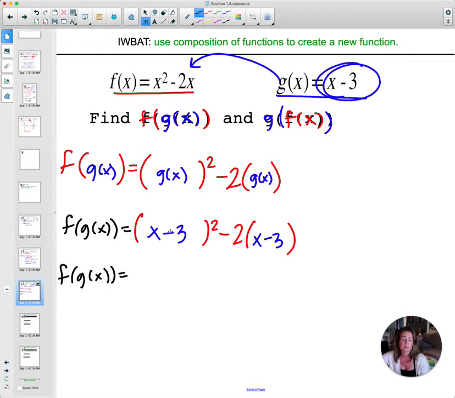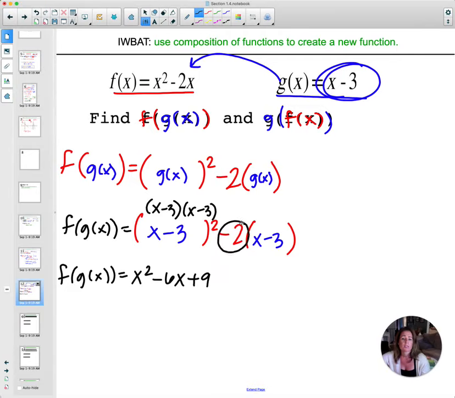So we've got this binomial squared. Remember that's really an x minus 3 times an x minus 3. So you're going to need to FOIL this out or put it in the box. x times x is x squared. x times negative 3 is negative 3x. Negative 3 times x is negative 3x. You get a minus 6x. Negative 3 times negative 3 is plus 9. Okay, so that simplified that first part.